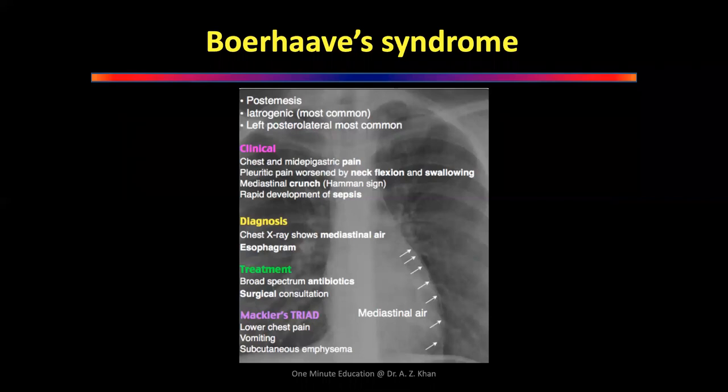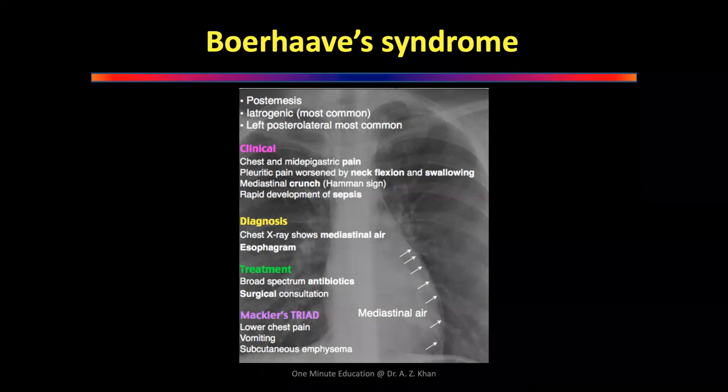Boerhaave syndrome is usually post-emetic, or iatrogenic, left posterolateral most common. So more common on the left side. Clinically presents with chest and mid-epigastric pain. Can present with pleuritic pain, worse by neck flexion and swallowing. And I told you about the mediastinal crunch, which is the Hamman sign. You must remember that. And there is rapid development of sepsis. So within a few hours, very quickly, the whole thing gets infected.